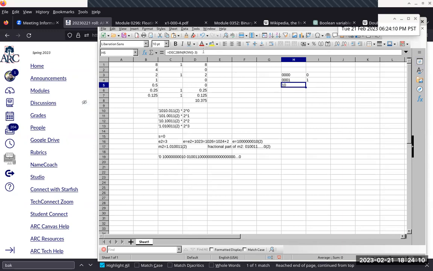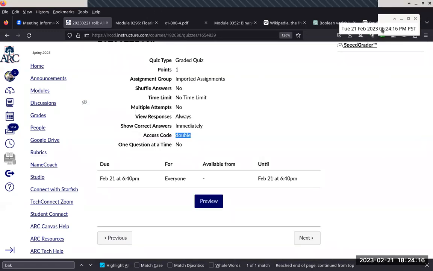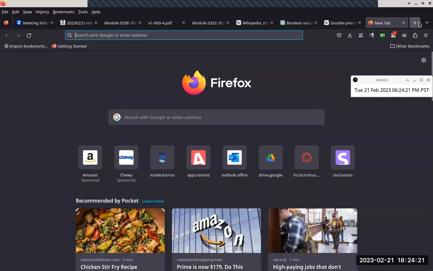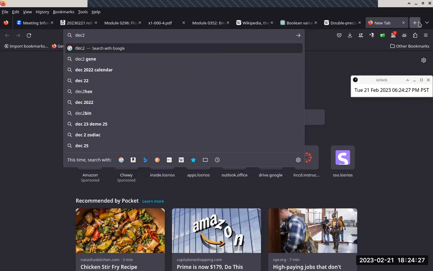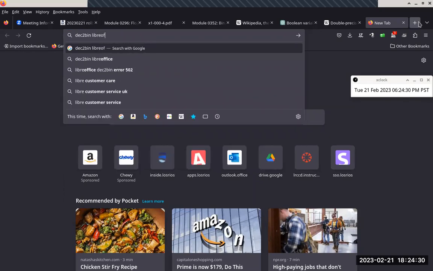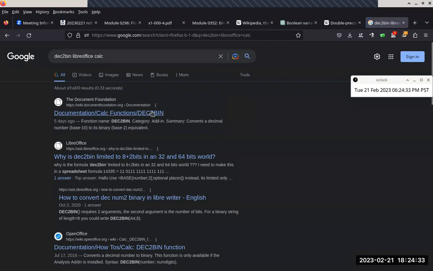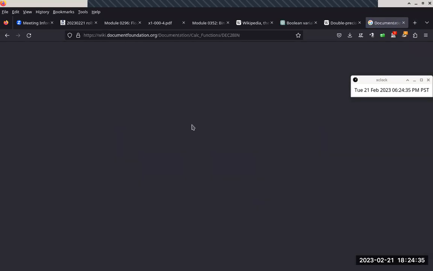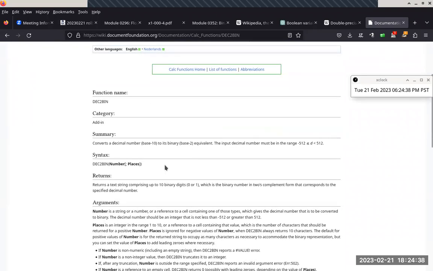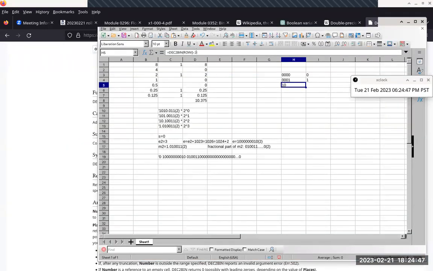But I want it to have 4 digits. Let me see how to specify the 4 digits. So we'll go to the browser. Instead of asking ChatGPT, we'll do it by hand. So we'll look up DEC2BIN in LibreOffice Calc. All right, I want to see if it has a width specification. Yep, it has places. So I can now specify 4 places. So we switch back to this spreadsheet, and then we specify comma 4. Voila.